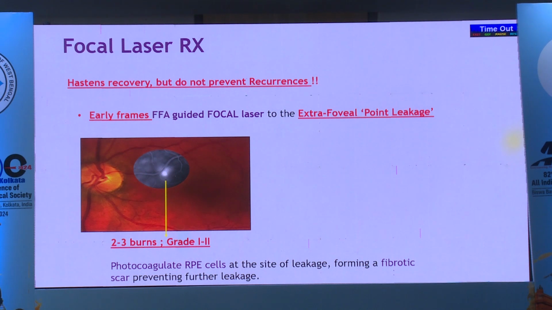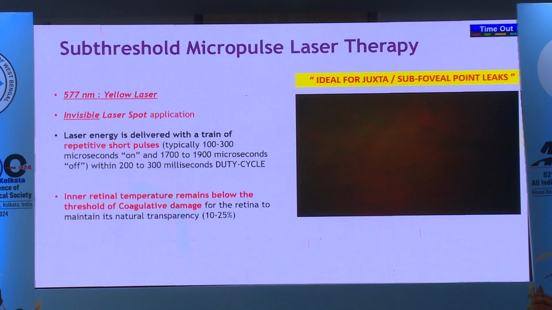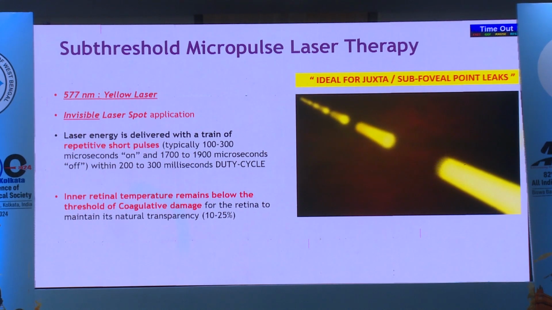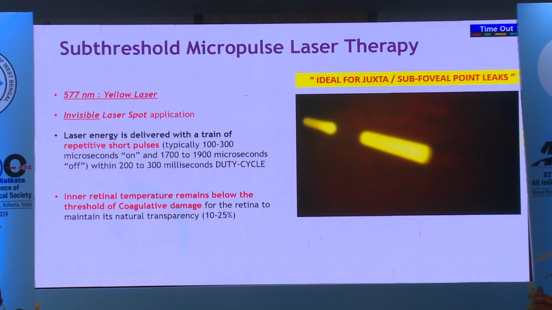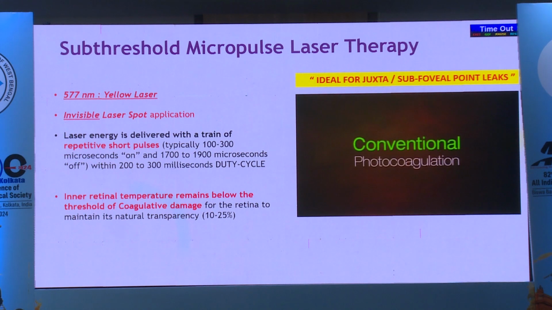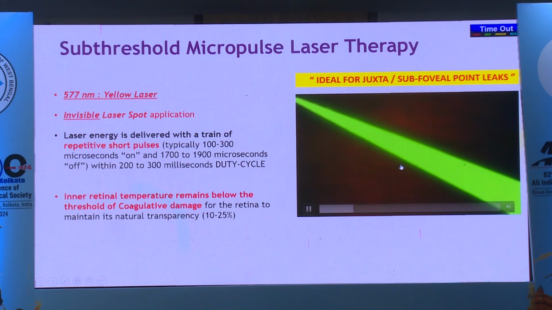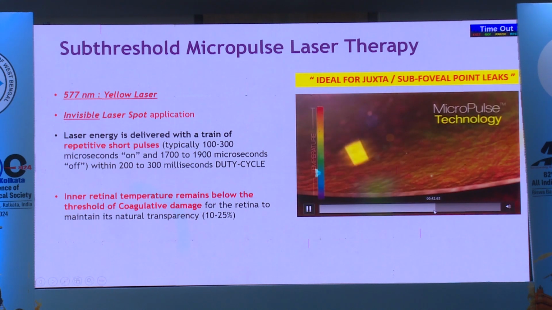It is done for extrafoveal point leaks, with 1 to 2 burns of mild intensity given to that area. It hastens recovery, but this doesn't change the disease prognosis as such. This is only for extrafoveal leaks. For juxtafoveal and subfoveal point leaks, you cannot do conventional laser photocoagulation, but you need to go for a subthreshold micropulse laser.